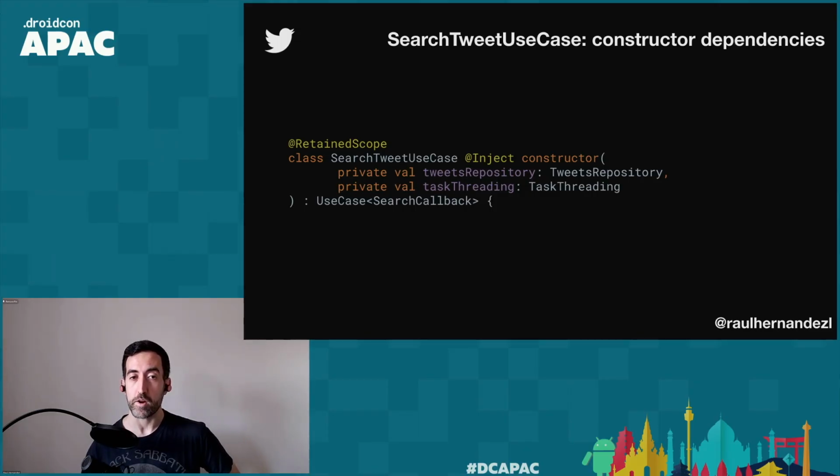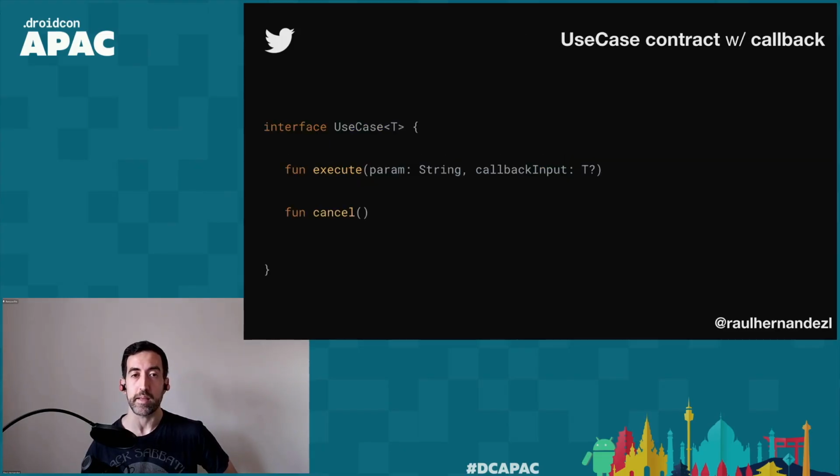This use case is going to have a contract with search callback, and this use case with this contract is basically something like this. I have a generic parameter that is actually the callback, and I will pass an execute method with a parameter that is a query. That's a string. And then I will cancel this later for dispose, in this case for RxJava, or cancel in the scope if I need it.